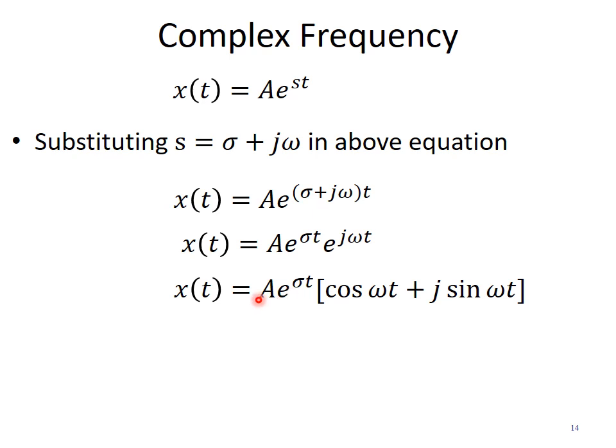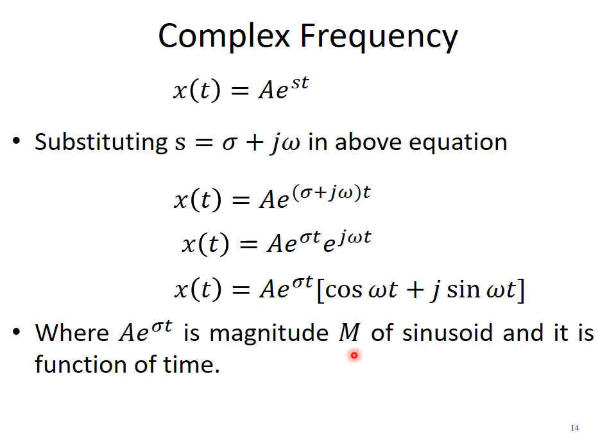Now this A into exponential of sigma t represents the magnitude of this complex exponential, right? So A e power sigma t is basically the magnitude M of the complex sinusoid represented by this combination. And you can see now that the magnitude is also a function of time, right? Unlike the complex signal we discussed in the first part of this lecture, now M is also a function of time. You can see sigma into t. So the magnitude of the sinusoid can also vary with time.